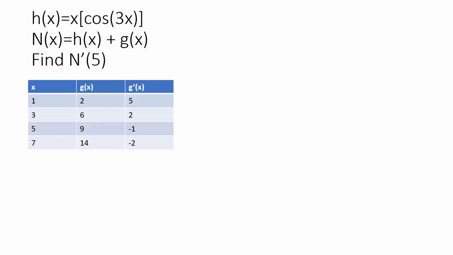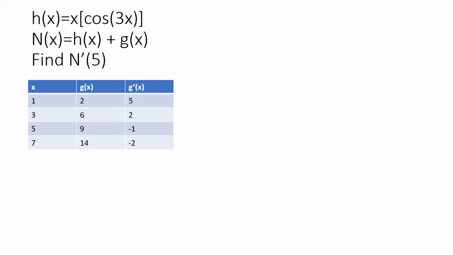Let's try one more set where we have kind of a combination. So we have a function equation. h of x equals x times cosine 3x. We also have a table with some values because we're defining a new function, n of x, as h of x plus g of x.